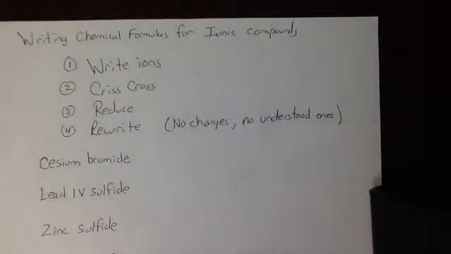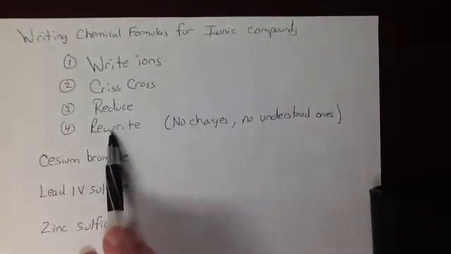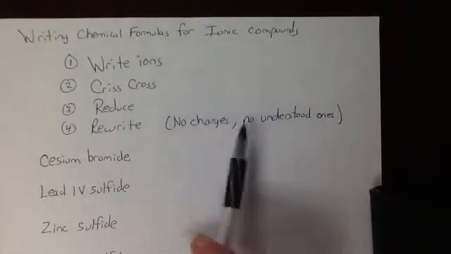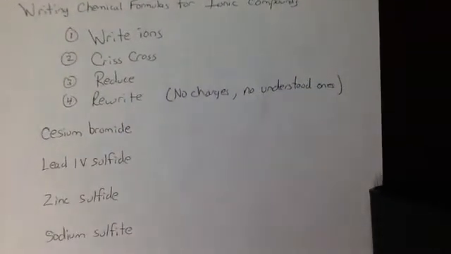We're going to look at writing formulas for ionic compounds. You can do this in a variety of ways. It does not matter to me as long as you can write the correct formula. Basically, in Chem 1, I would have said write the ions, crisscross those charges, reduce if you can, rewrite it, writing no charges and no understood ones. So a few examples for that.